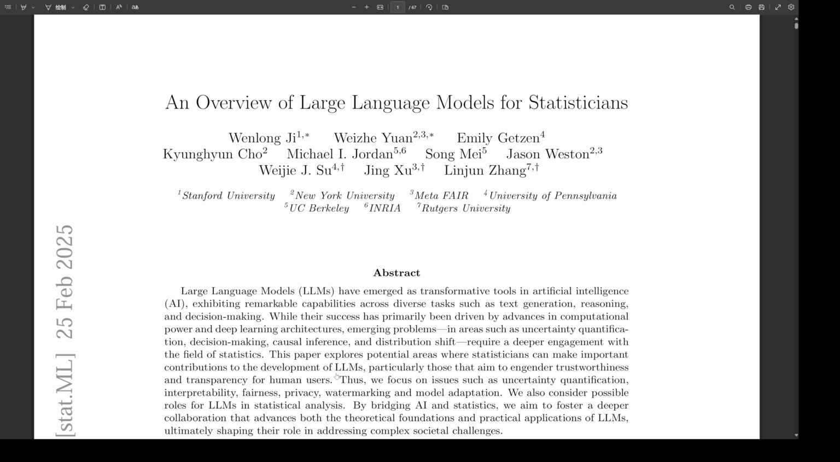And to do that, we're basing this deep dive on the paper, an overview of large language models for statisticians. Bit of a mouthful, but it's got some great insights. It really does lay out the core concepts in a very structured way. Perfect for our deep dive here.